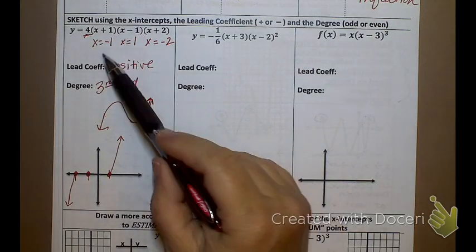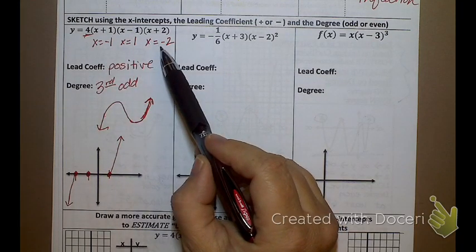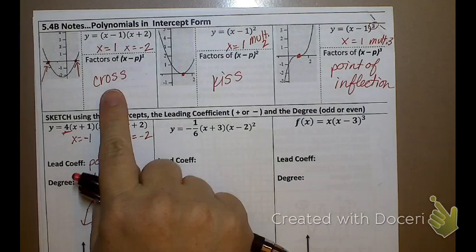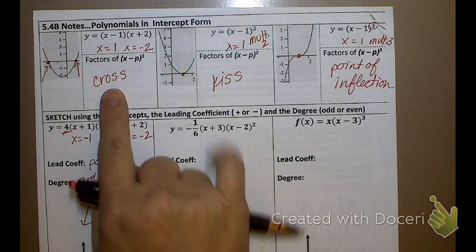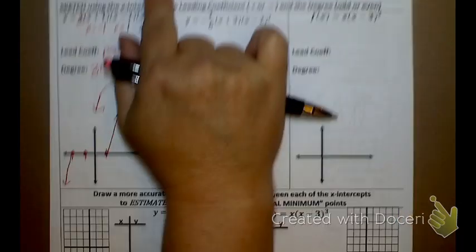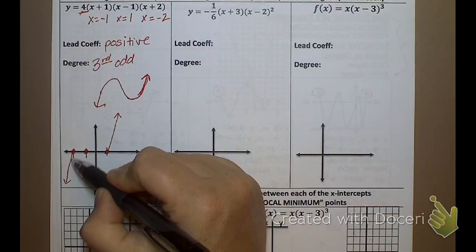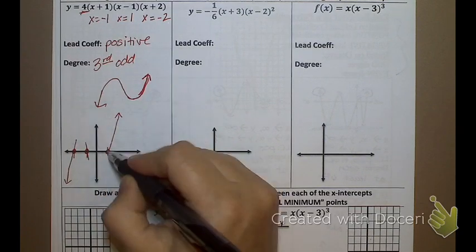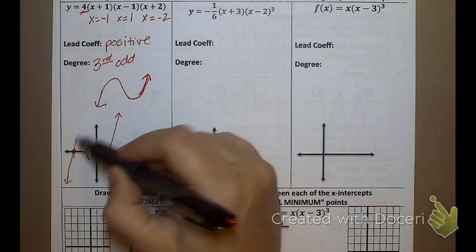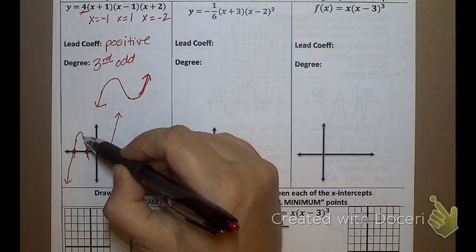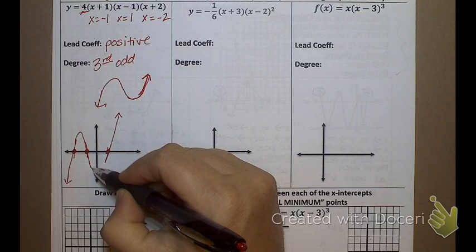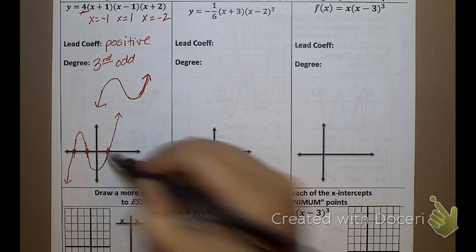Now, all of these roots, they were just single roots. None of them had a multiplicity to worry about, which means that all of them are just plain old crosses. There's no kisses and there's no inflection points. So, this is just going to cross straight through. This is going to cross straight through. And this is going to cross straight through. So I should be able to see that at some point this is going to have to curve around to meet up with that. And at some point this is going to have to curve around to meet up with that.